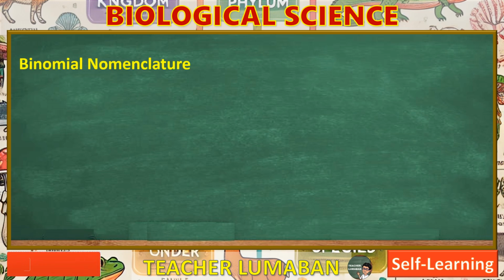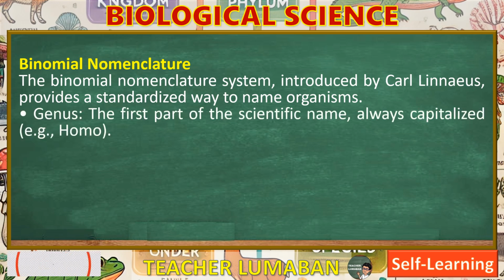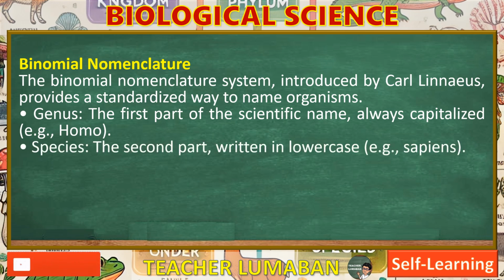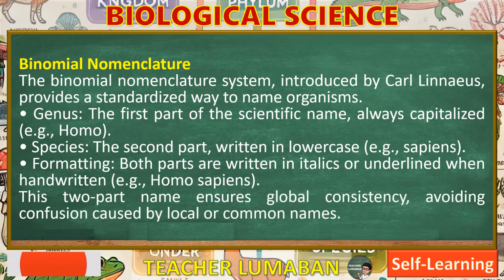Binomial nomenclature. The binomial nomenclature system, introduced by Carl Linnaeus, provides a standardized way to name organisms. Genus, the first part of the scientific name, always capitalized, e.g., Homo. Species, the second part, written in lowercase, e.g., sapiens. Formatting, both parts are written in italics or underlined when handwritten, e.g., Homo sapiens. This two-part name ensures global consistency, avoiding confusion caused by local or common names.